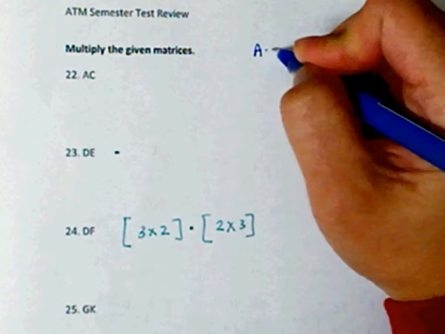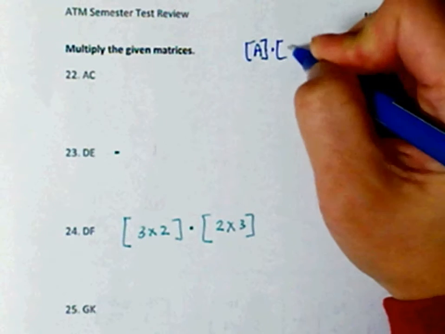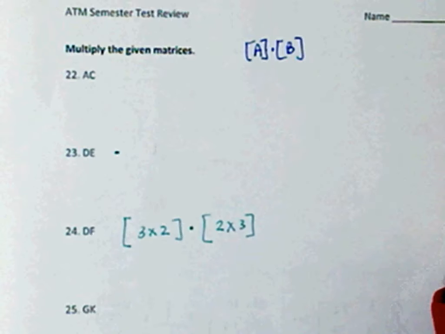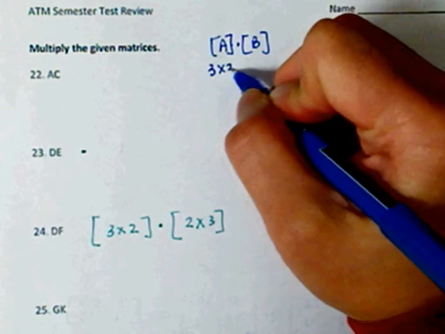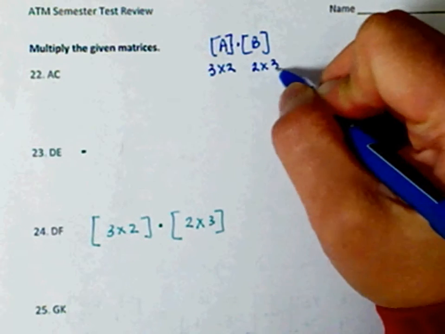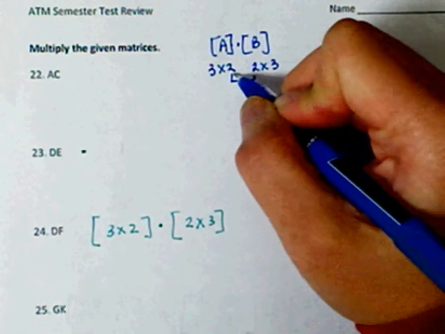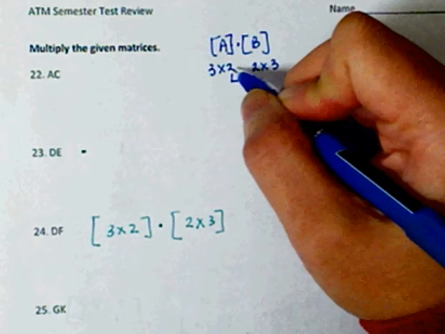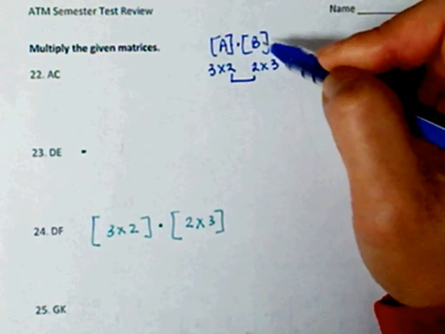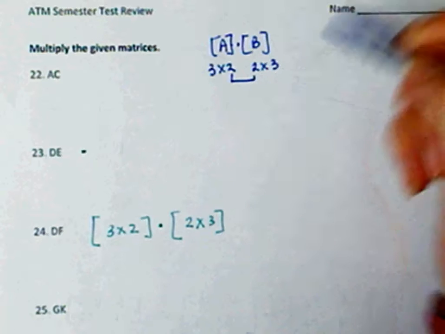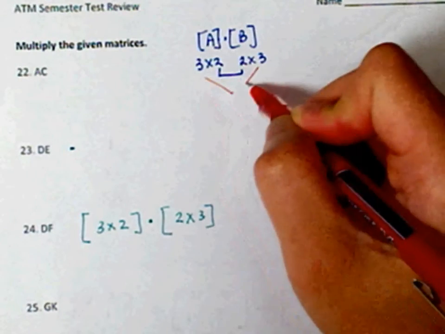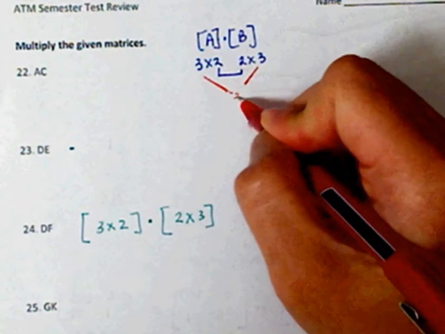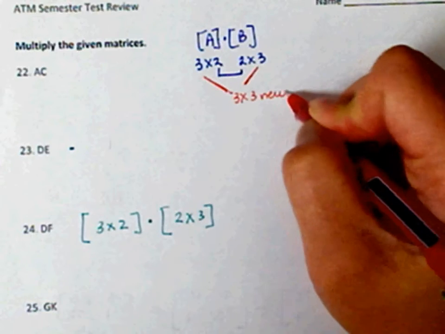Alright, let's do a little reminder to let you know that when you are multiplying, for example, matrix A times matrix B, okay? Your dimensions have to be compatible. For example, if A is a 3 by 2 and B is a 2 by 3, the columns of A and the rows of B have to be the same, okay? If they are not the same, you cannot multiply them. When you do multiply them, your new dimension will be a 3 by 3.